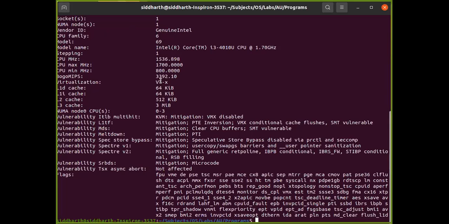And what else I want to see here? Just a minute. These are the cache information. How much cache is there in the processor? Sorry, these are the flags, program status word, if you remember. So these are the status words or the flags that are there in the processor. Then the number of cores. Where is that?